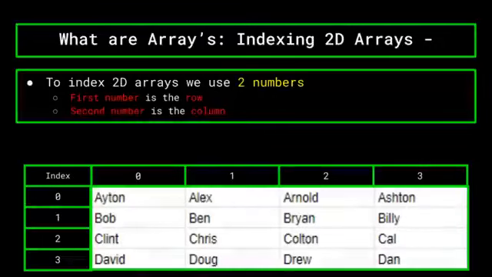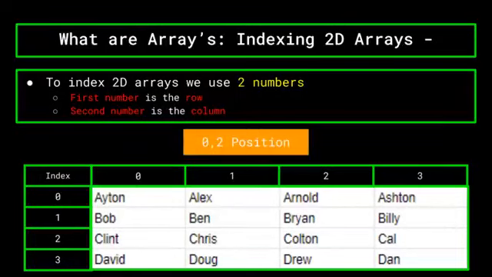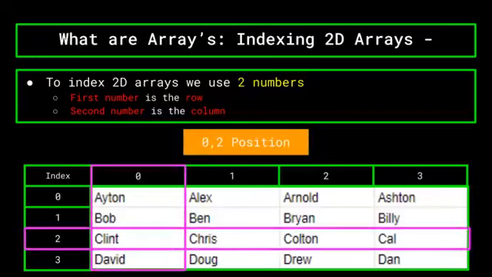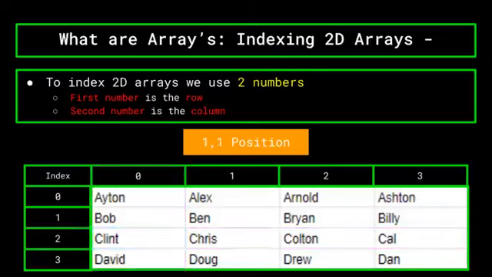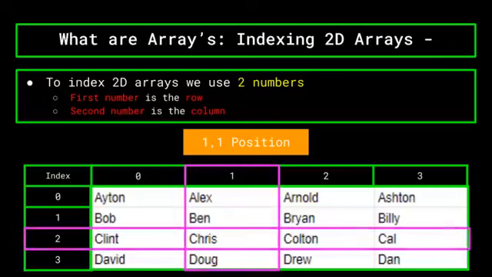The way we index these is mostly the same, except we would have two numbers to index instead of one. We start with the row and then the column. So a number in the position 0, 2 would be in the first row, 3 columns down. In this case, the name Clint. A number in the position 1, 1 would be 2 rows down and 2 columns across. In this case, the name Chris.